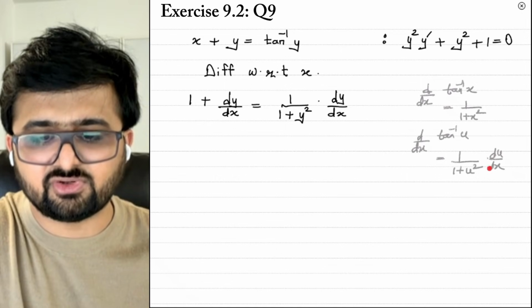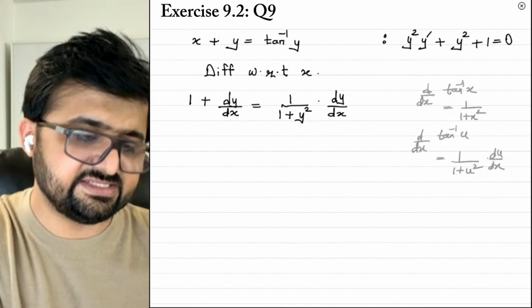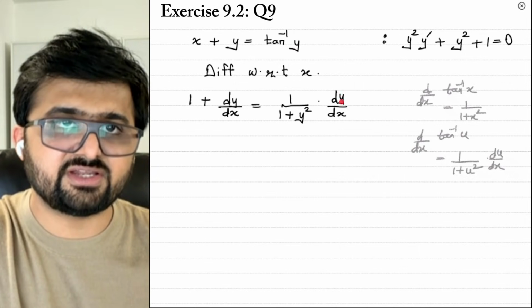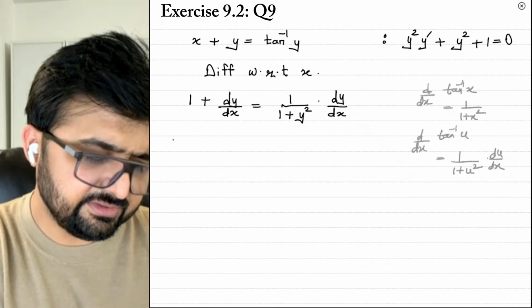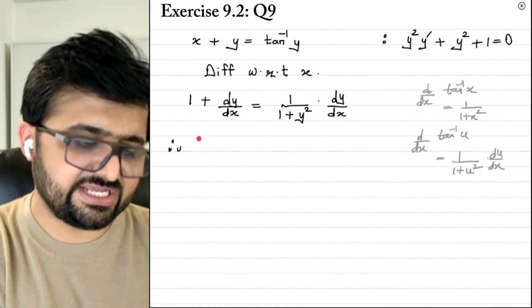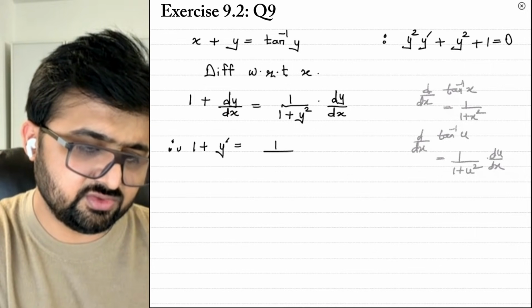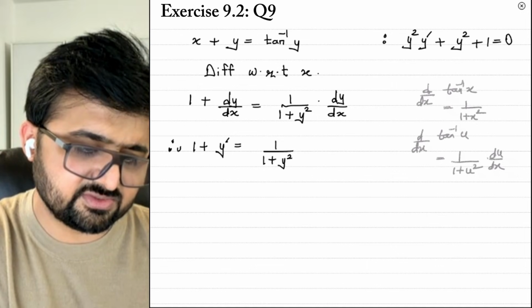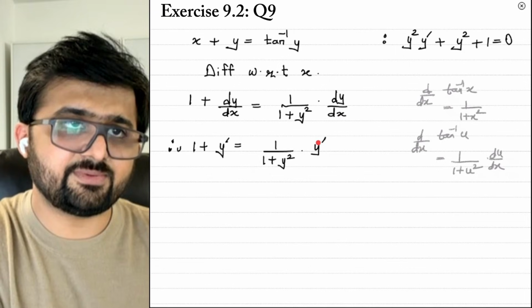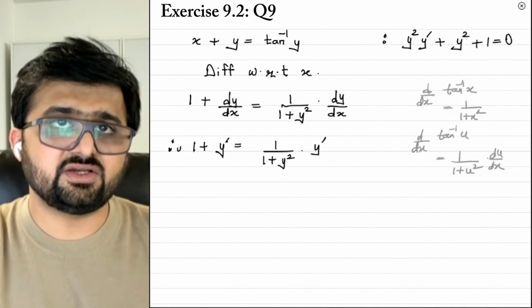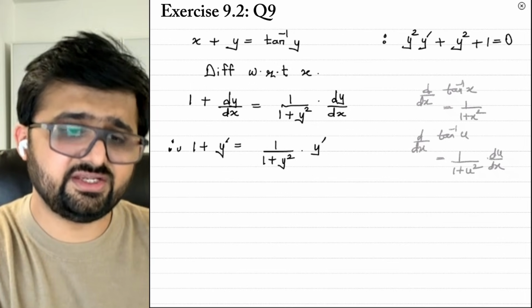Chain rule says you have to always multiply by the derivative of u with respect to x. In this case, instead of u, I have y. So I multiplied that by dy by dx. Okay. Now we know that dy by dx is nothing but y dash. So we get 1 plus y dash is equal to 1 over 1 plus y square into y dash. So I replace that dy by dx and this dy by dx with y dash. Now I see this equation is very simple to get.